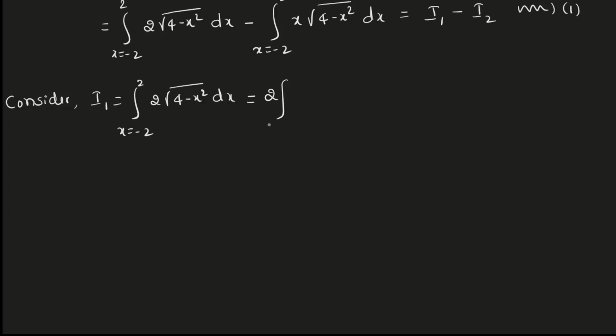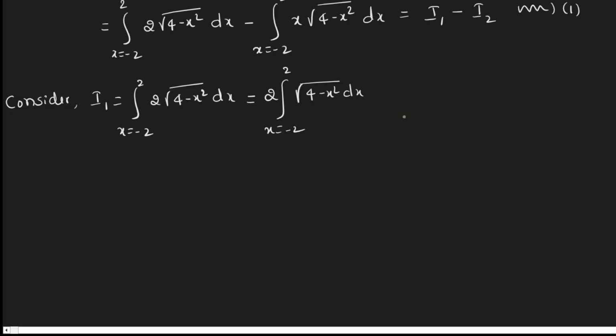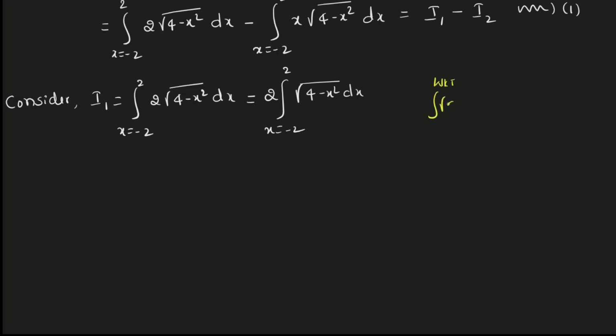2 is a constant. x goes from minus 2 to plus 2 of root 4 minus x square. To simplify this, we can use a standard integral formula. We know that the integration of root a square minus x square dx is equal to 1 by 2 x into root a square minus x square plus a square by 2 sine inverse of x by a. We have a standard formula.